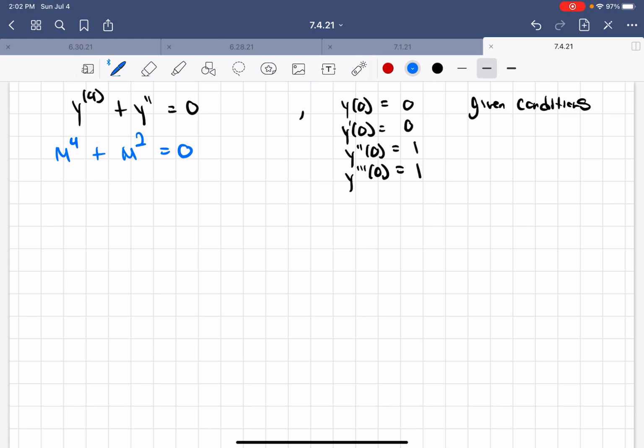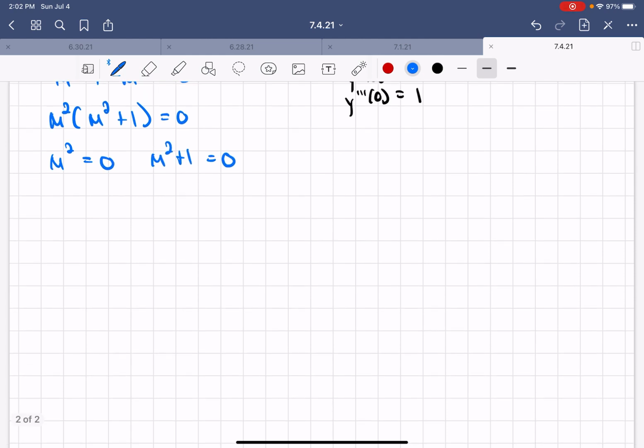Now based on this we know that we can factor the m squared out, and setting both equal to 0, it looks like we'll have an imaginary number.